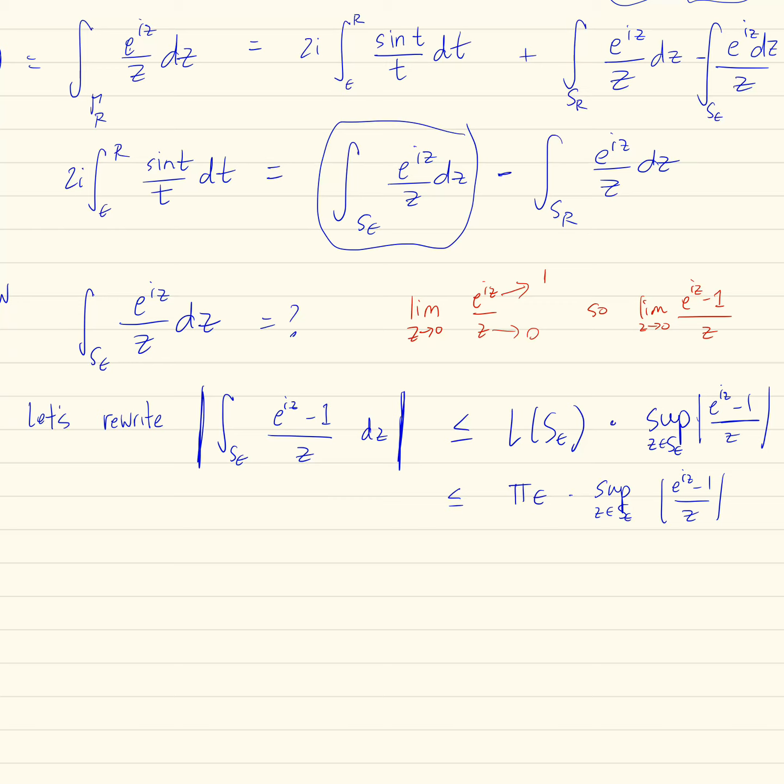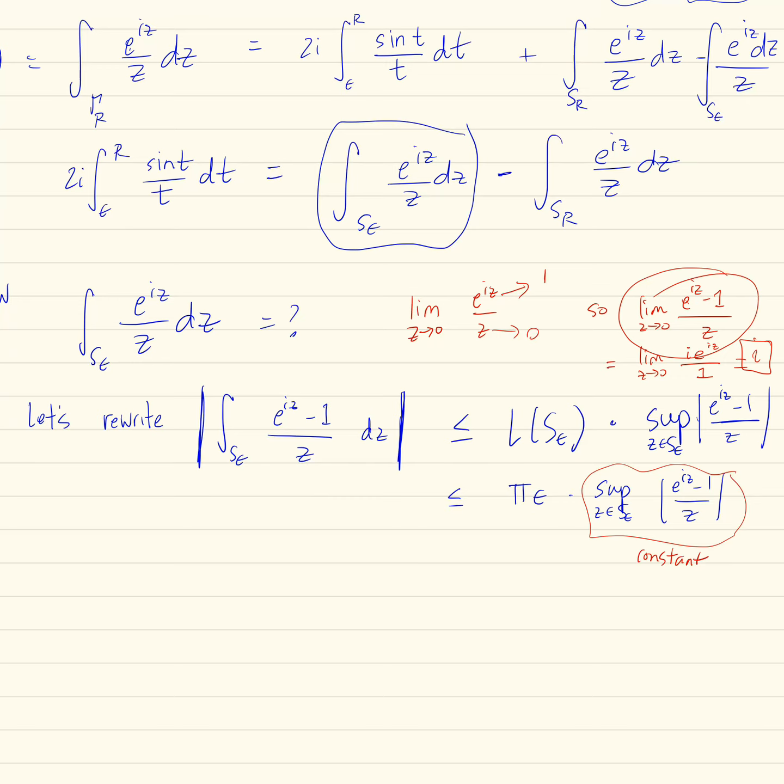So now we would use L'Hopital's rule. We'd take the derivative, and we would get the limit as z goes to 0 of i e to the iz over 1. So as z goes to 0, we just get i, right? So 0 is a removable singularity of e to the iz minus 1 over z, which means that this sup here exists. It's some kind of constant, right? So e to the iz minus 1 over z is bounded near the origin. So we're guaranteed to have this be some constant.